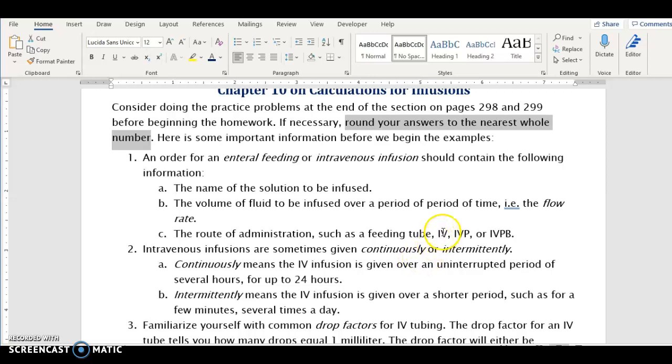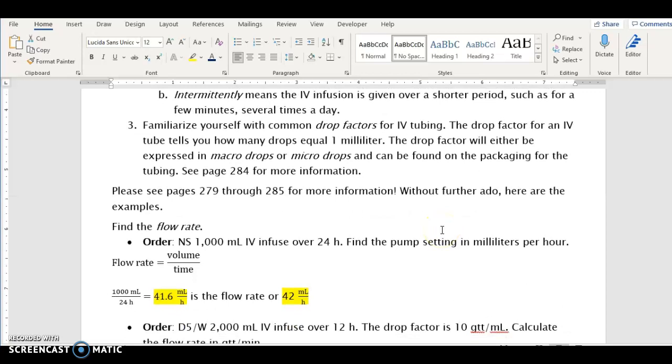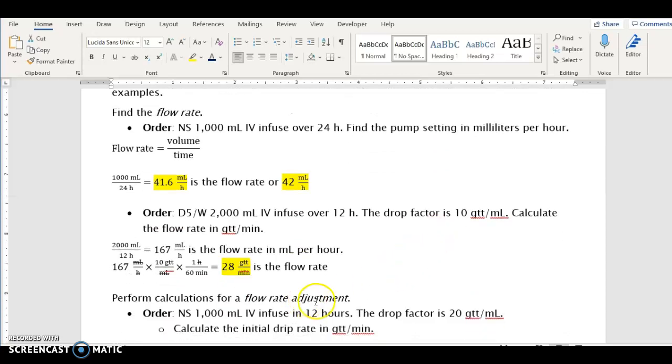With that said, real quickly before we go to the next two examples, I originally gave the answer to the first problem that we did in the last video as 41.6 milliliters per hour. Technically that's correct, but if you round that to the nearest whole number, it would actually be 42 milliliters per hour. So keep that in mind.